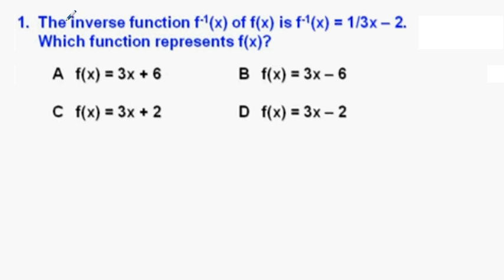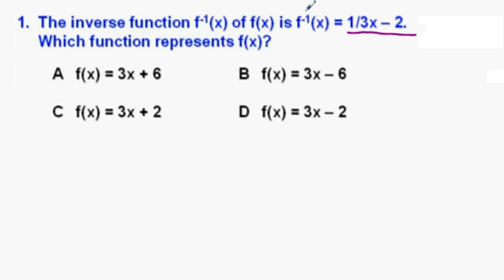The first one: the inverse function of f of x, f negative 1 of x, that's inverse function notation, is f negative 1 of x equals 1/3 x minus 2. Which function represents f of x? So there are different ways to do this. One thing you could do is take each of these answer choices, take the inverse of each of them, and see which one gives you this one, 1/3 x minus 2.